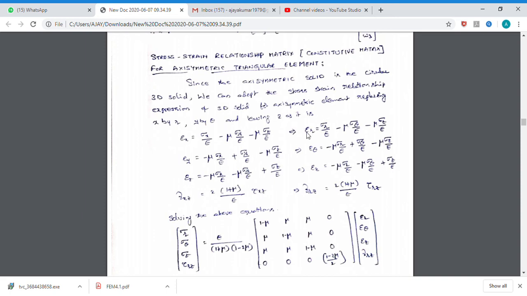Now we will take the rz plane, including the circumferential direction. Epsilon r is equal to sigma r by E minus mu sigma theta by E minus mu sigma z by E. Similarly, epsilon theta is equal to minus mu sigma r by E plus sigma theta by E minus mu sigma z by E. Epsilon z is equal to minus mu sigma r by E minus mu sigma theta by E plus sigma z by E. Gamma rz is equal to 2 into 1 plus mu by E into tau rz.